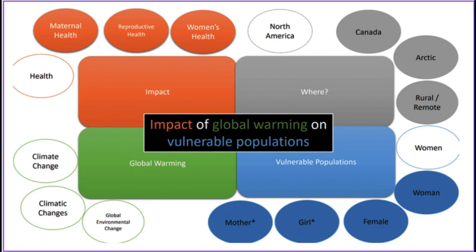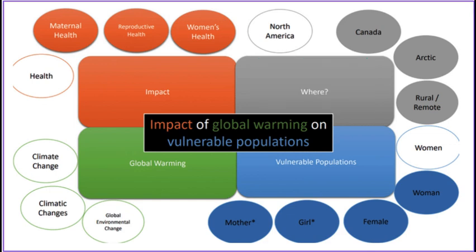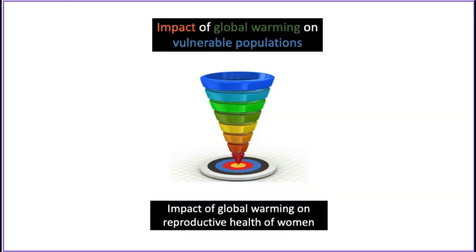The last thing you want to do when narrowing down your topic is using a geographic region. So for this particular topic, I selected North America, so within a Canadian context, specifically looking at the Arctic region. Now we've successfully narrowed down from a broad topic of impact of global warming on vulnerable populations to a researchable topic, which is looking at the impact of global warming on the reproductive health of women.